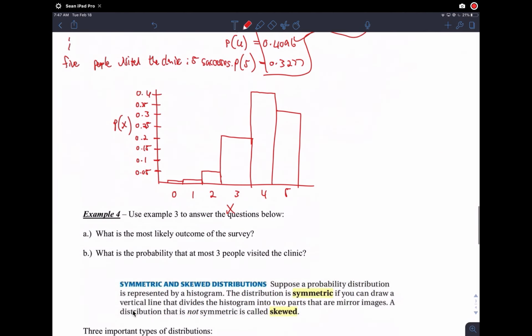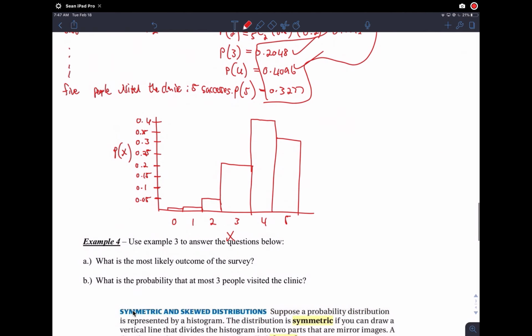And then we can use this again to answer questions. What's the most likely outcome? It's just the highest bar, the highest probability, and you say the probability of 4 successes, which is 0.4096. It's this one, the highest bar.